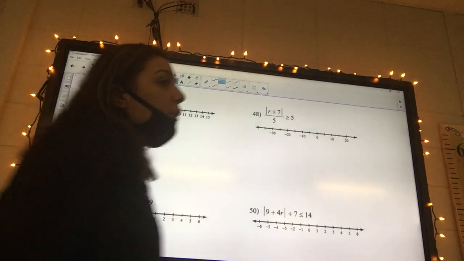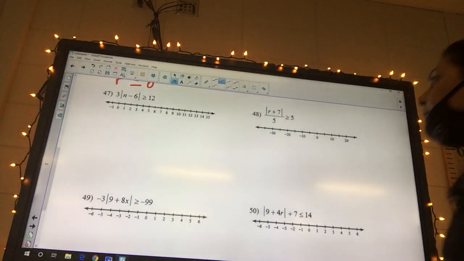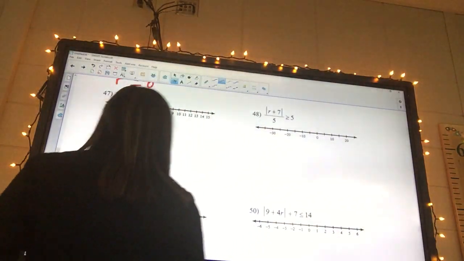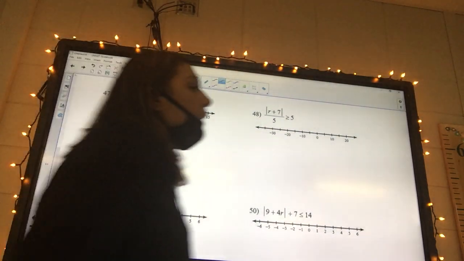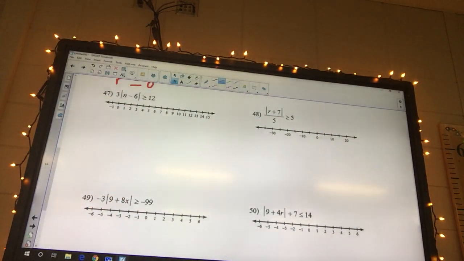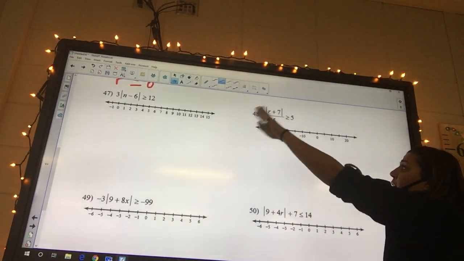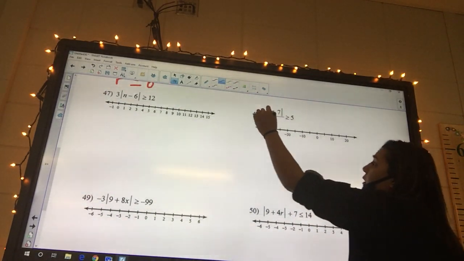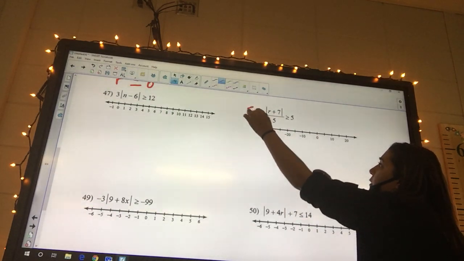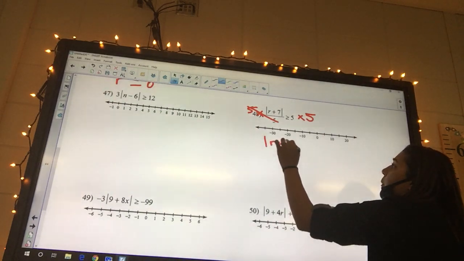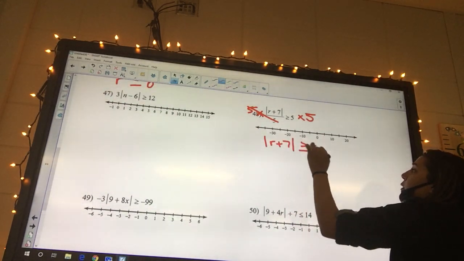Okay, you want me to do 47 or 48? 48. You got 2 votes for 48. Okay, so in 48, is the absolute value all by itself? No. You got to multiply it by 5. So we're going to say no because there's stuff on this side with the absolute value. So we do need to multiply by 5 on both sides first. So I got absolute value of r plus 7 is greater than or equal to 25.